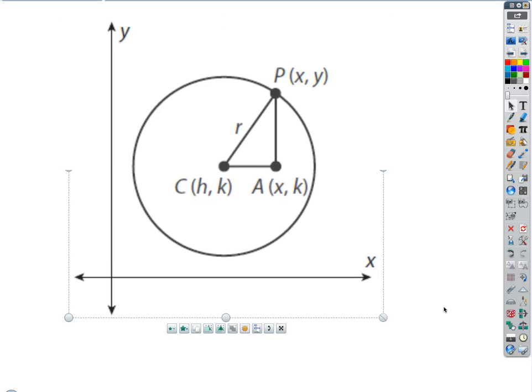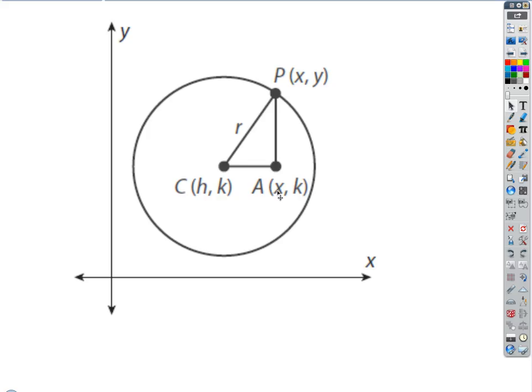So what do you think? Look at the coordinates. How come? Kristen, what do you think? It's because the bottom right coordinate has a K from point C and an X from point P. Yeah, look at that. If you look at the coordinates here, if the coordinates of C are (h, k) and the coordinates of point A are (x, k), the y coordinates are the same, aren't they? So they have to be horizontally aligned.